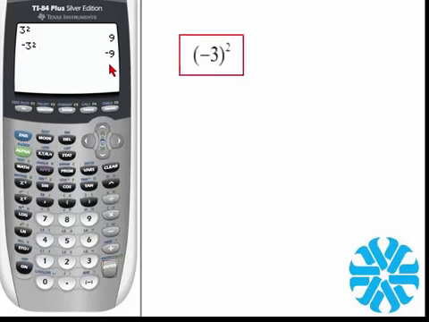Now let's compute -3 raised to the second power. So we're going to take -3 and put that in parentheses and raise that to the second power. Then hit enter. And that's going to give us a value of 9.